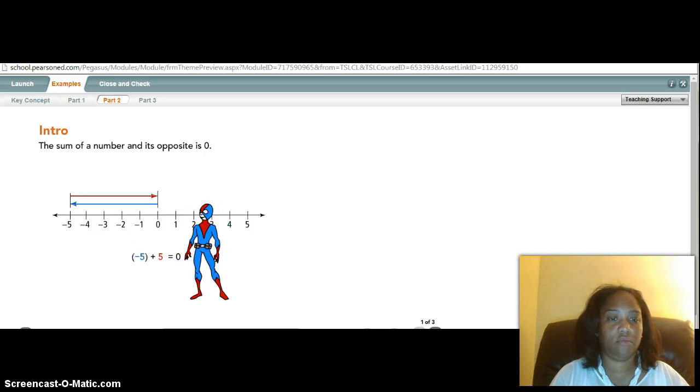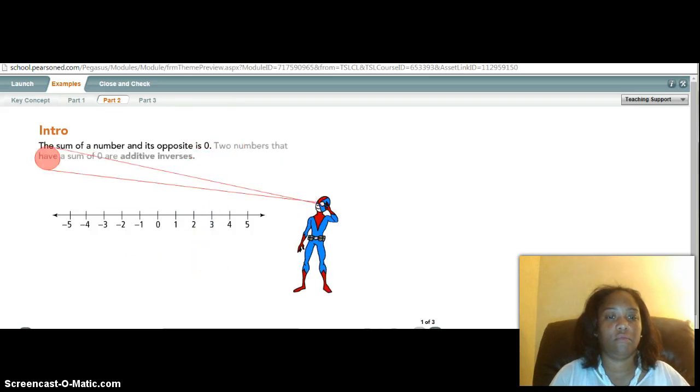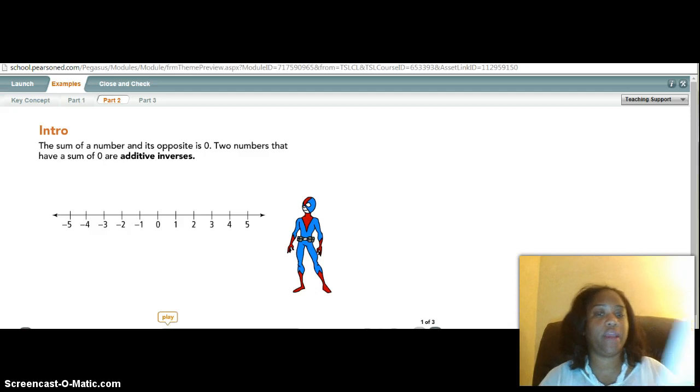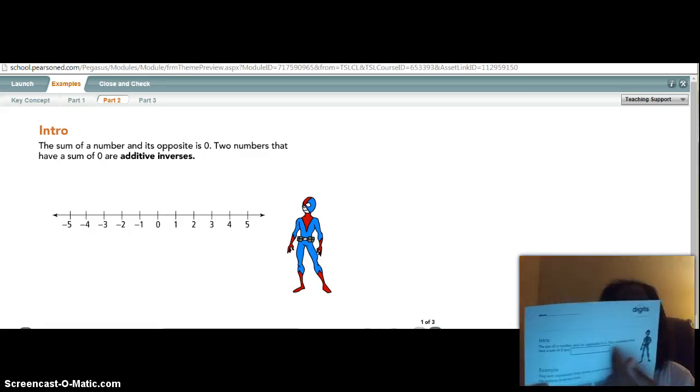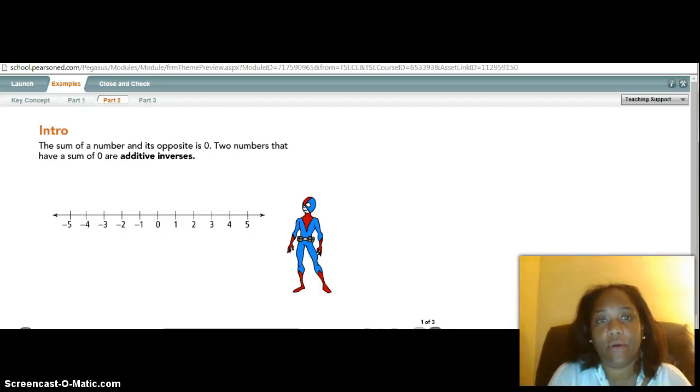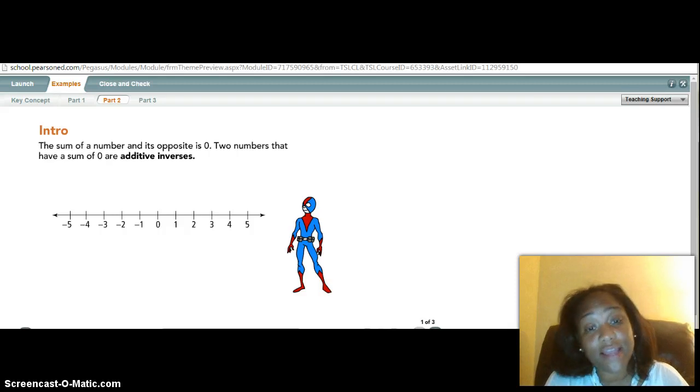Negative 5 plus 5 equals 0. Two numbers that have a sum of 0 are additive inverses. So right here, you're going to put additive inverses on your worksheet. So basically that's saying if any number minus that same number is going to give you 0, it is an additive inverse. So if I take that number and I minus that number, additive inverse.